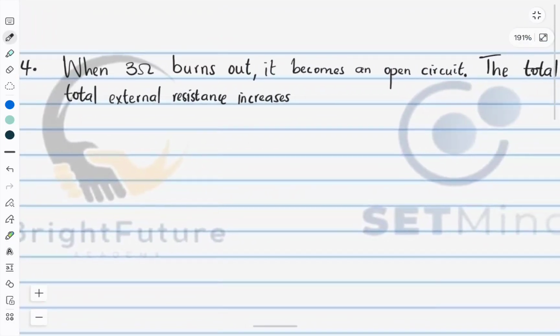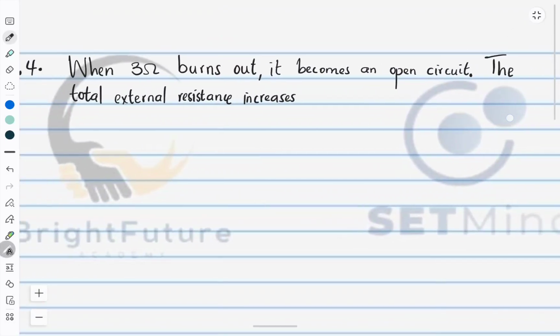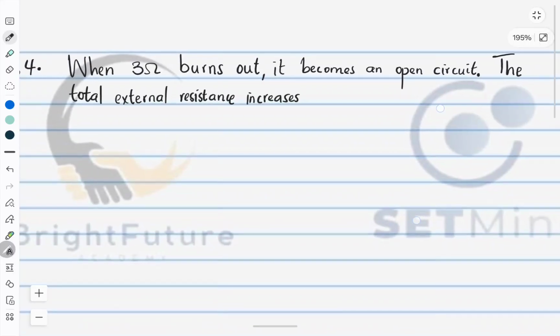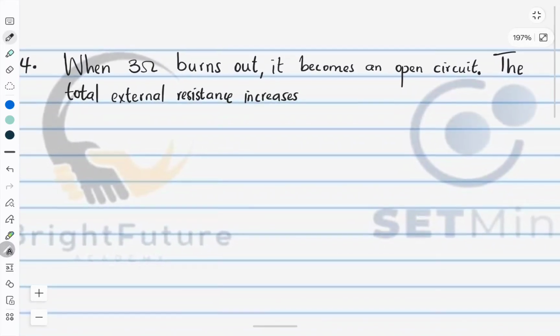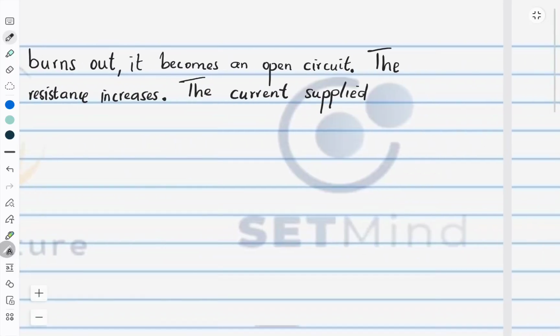So the total external resistance increases, right? The current supplied by the battery decreases. So let's write that. Why is the current supplied by the battery decreasing? Because the resistance has increased. The current supplied by the battery decreases.